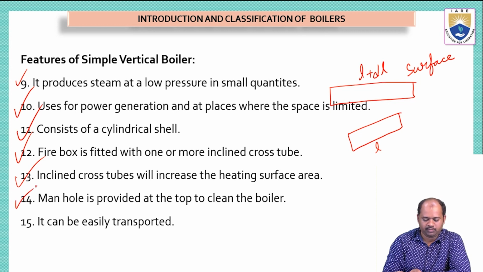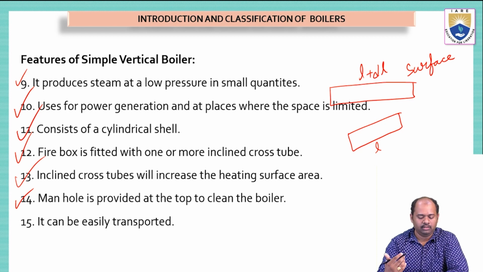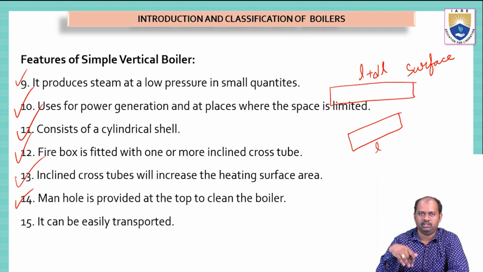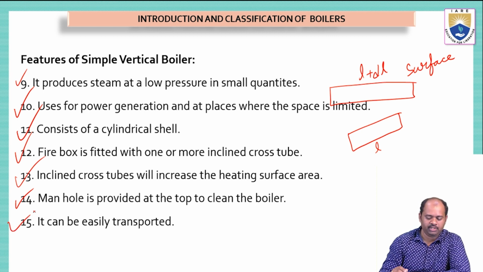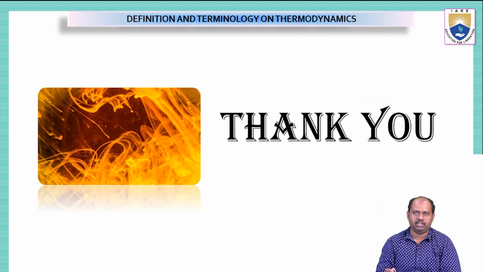And then a manhole is provided at the top to clean the boiler. So at the top of the boiler, we will have an opening where a human being can enter into the boiler and clean the entire surface. So from this we can understand that the boiler is a big enough structure that a person can enter the inside of the boiler and clean the parts. This boiler is very simple, because of which it can be easily transported from one place to another, and it can be installed at some place for the production of steam.